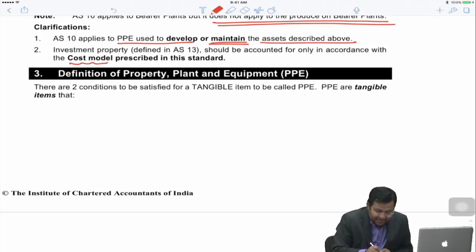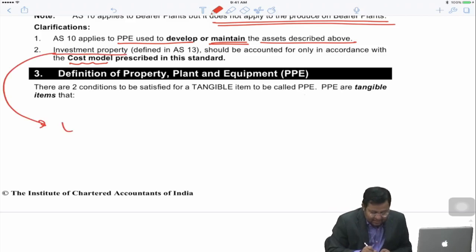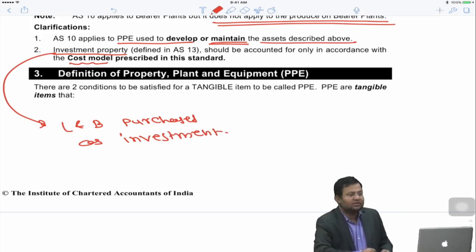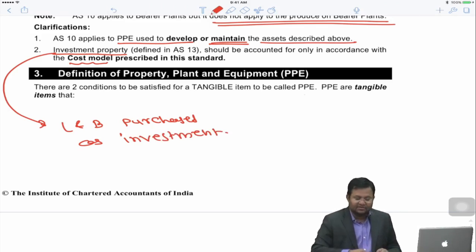Investment property is land and building purchased as what? Investment. Land and building purchased as an investment is covered.